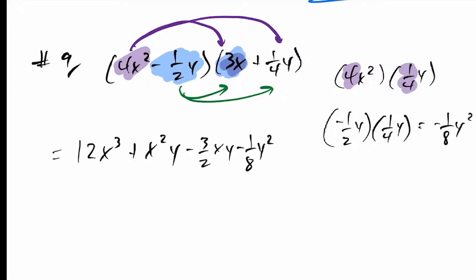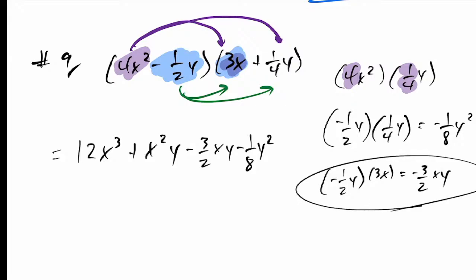I got the minus 3/2 xy because I took the minus 1/2 y times 3x, which is minus 3/2 xy. The reason for that is minus 1/2 times 3, that's over 1, so top with top and bottom with bottom, you get your minus 3/2. Oh, you got it, Nicole? Good, good, good.